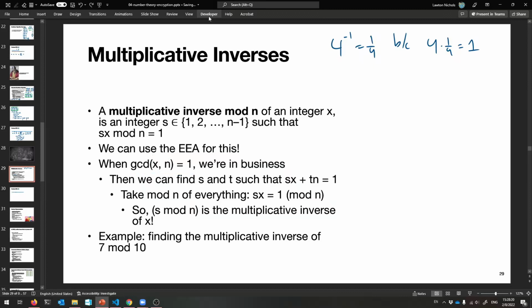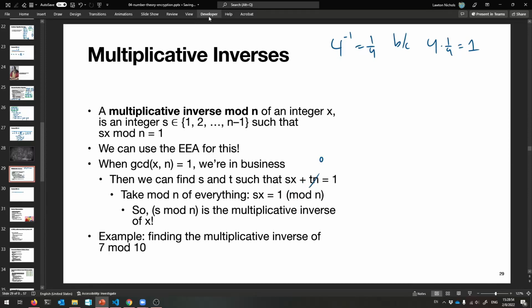Because once you find a 1 there, you are then capable of finding s and t such that sx plus tn equals 1. That's the last thing that we talked about last time. We can use the extended Euclidean algorithm to find those coefficients, a linear combination of these two numbers making 1. Nice. And then when you take mod n of everything, because that's what we're trying to do, this goes to 0. That's beautiful. That's exactly what we want.